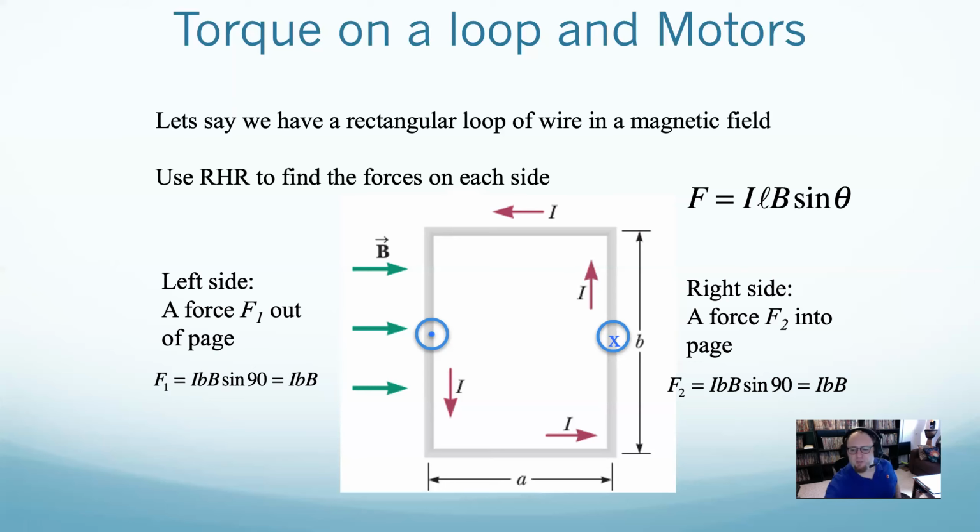You might notice I switched this to IBB just to be confusing. I'm just saying that because the length of that wire is B. But on the top, I and B are at 180 degrees, so the force on it is going to be 0 because the sine of 180 is 0. On the bottom, the angle is, that's a mistake. It says the angle is 90 degrees.